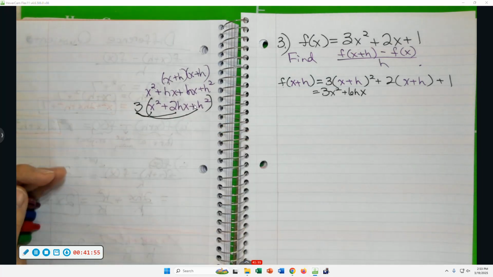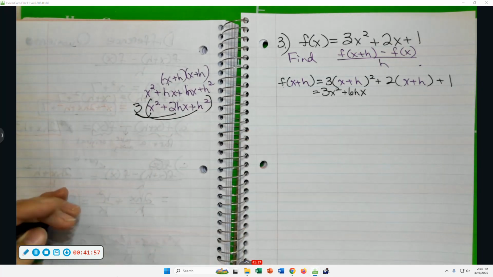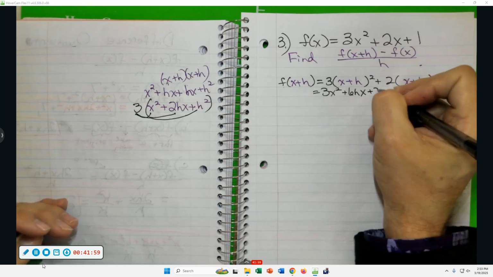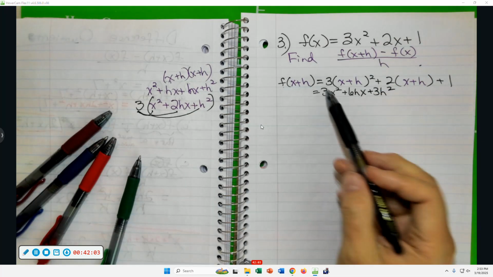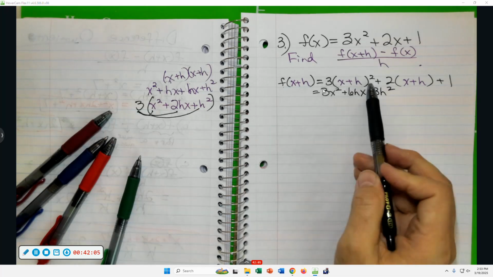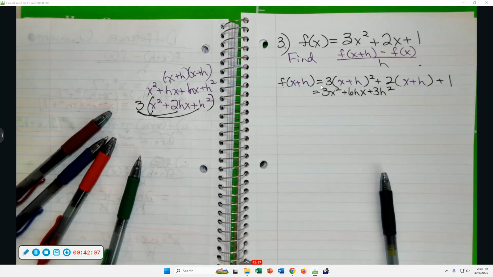Next, what else? Plus 3h squared. So we've just now simplified that first term, 3 times x plus h, quantity squared.